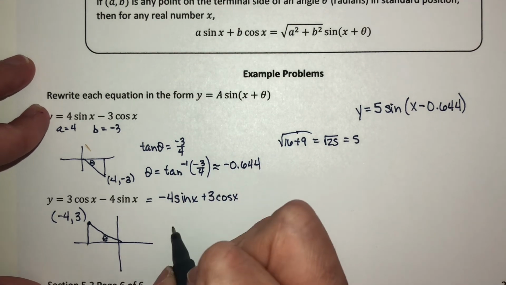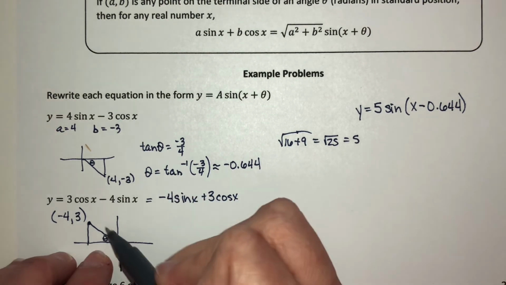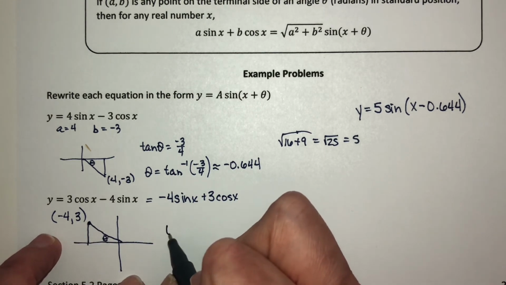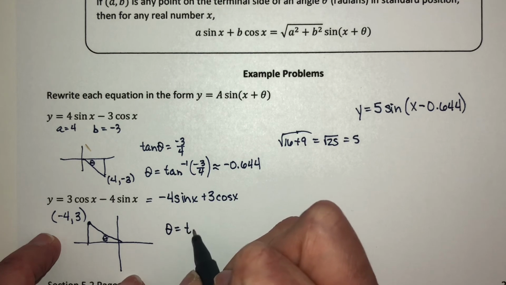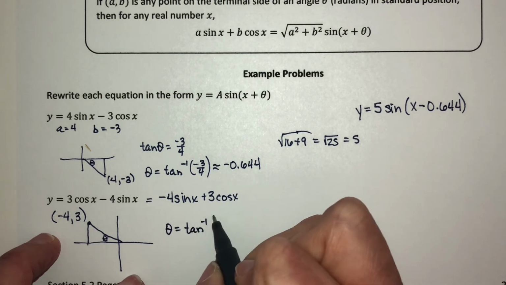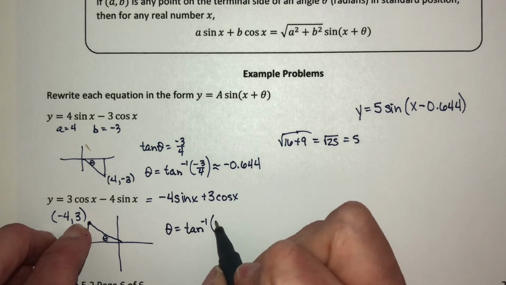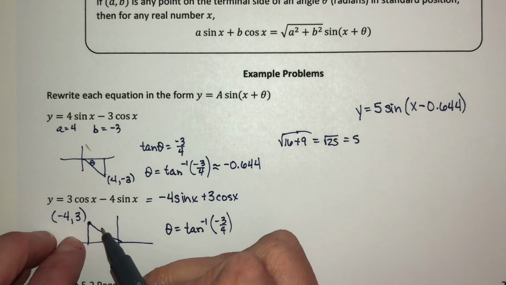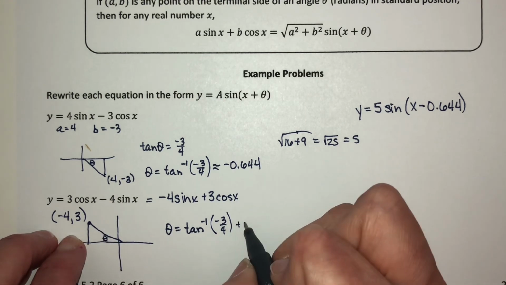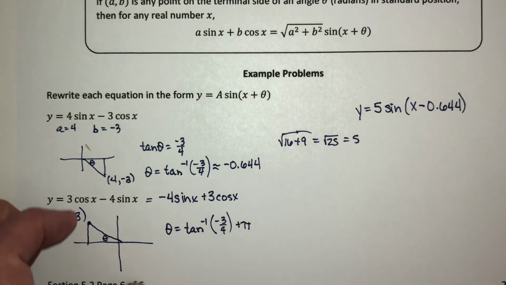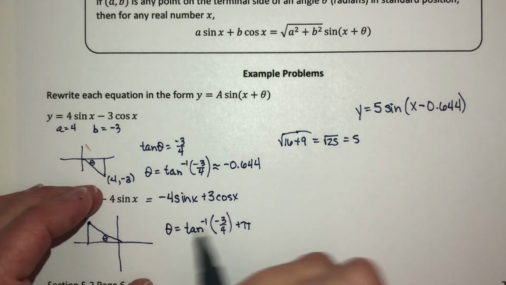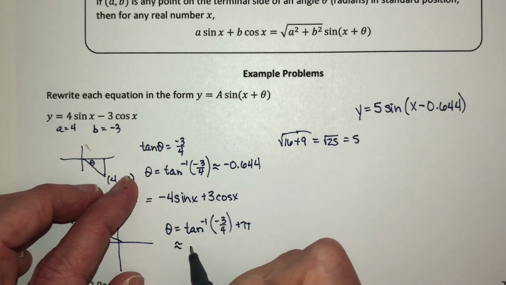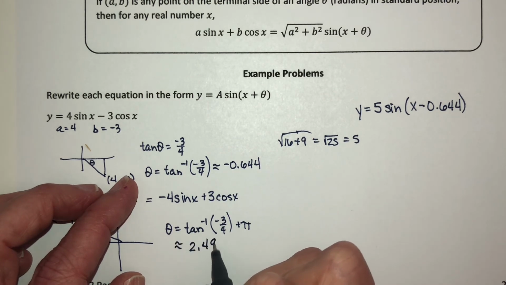Okay, now I need to know what this angle is. And I know that in this quadrant, I need to find what my theta is going to be, inverse tangent of negative 3/4. But this is going to give me the answer over here, and I need it to be over here. So I need to add pi to that. Now, you can use your calculator to get an approximation for this, and it is approximately 2.498.